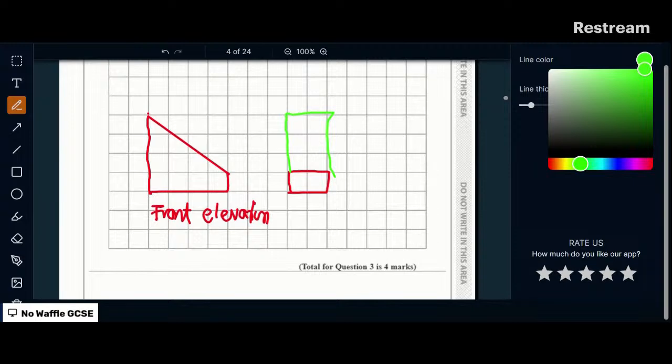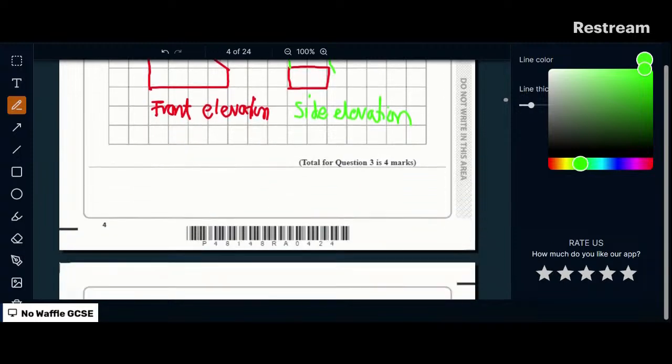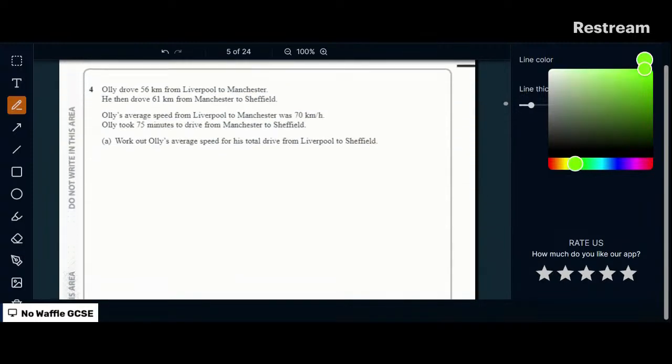So make sure you draw that line, and that is the side elevation. Okay, let's move on to the next part.